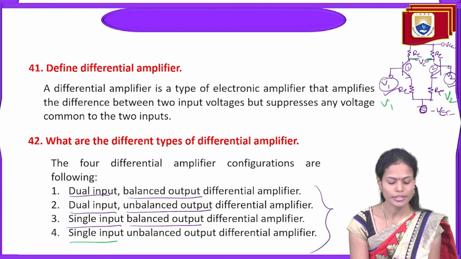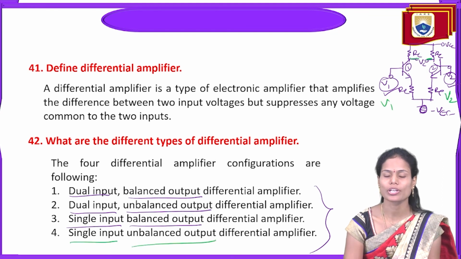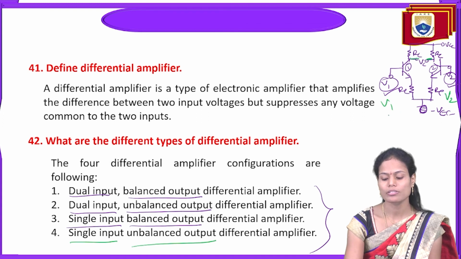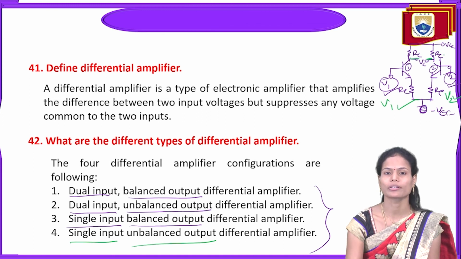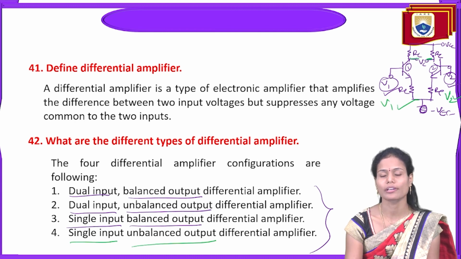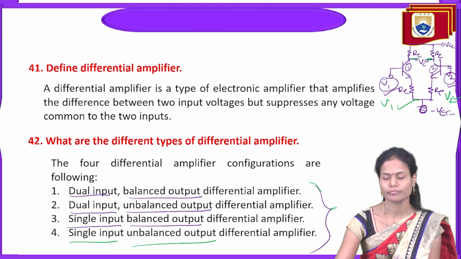And next, single input unbalanced output differential amplifier means again in this case we utilize either V1 or V2 voltage, but the output is measured either at the Q1 collector or the Q2 collector, across the first transistor collector or the second transistor collector. So these four types of differential amplifiers work in this way.